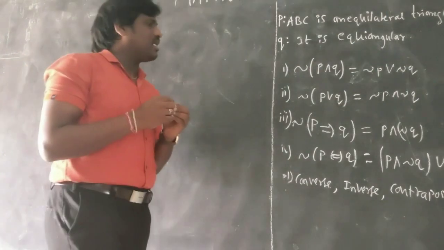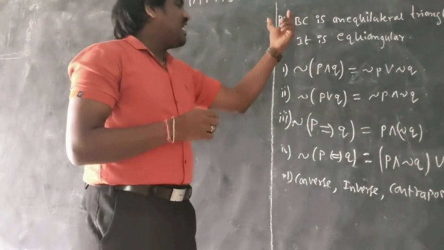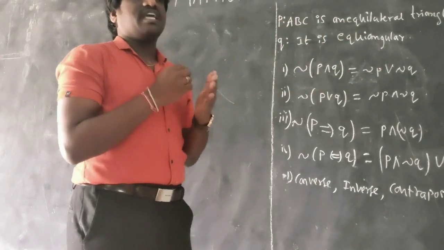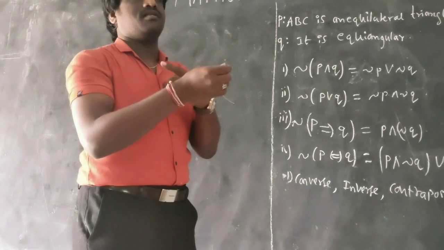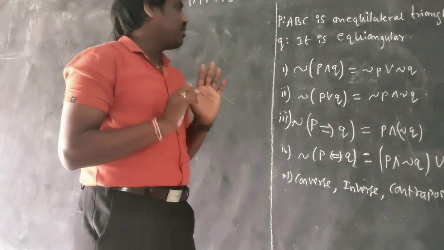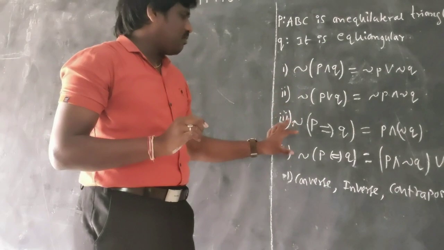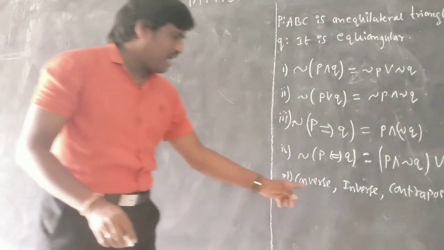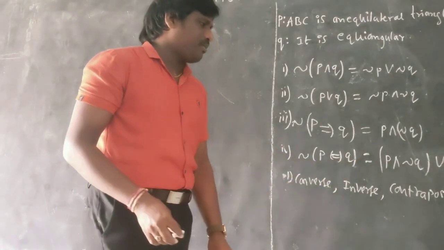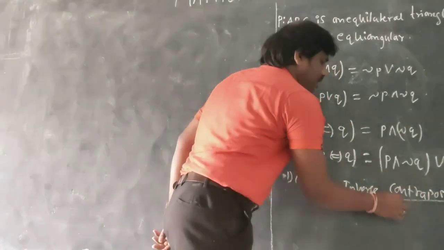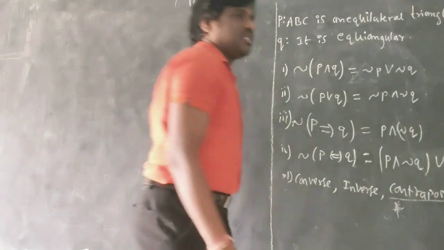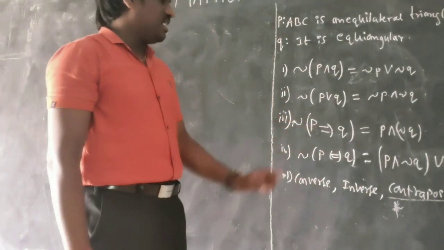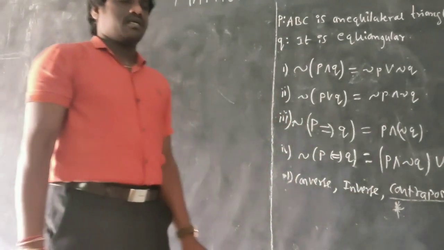Now my thinking is, if I apply negation to compound statements, how do we write it? Negation of compound statements is the most important thing. Then you have converse, inverse and contrapositive. This is most important. JEE asked three to four questions on contrapositive. In 2020 also they asked, and in 2019 they asked. Contrapositive is most important, which I will deal with.